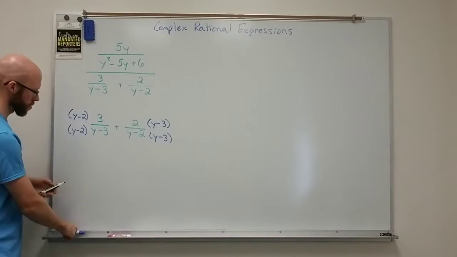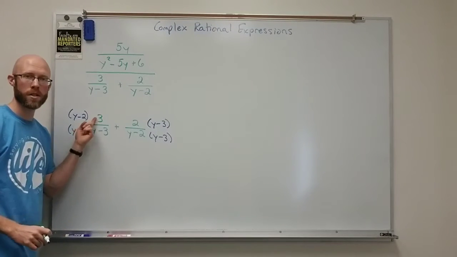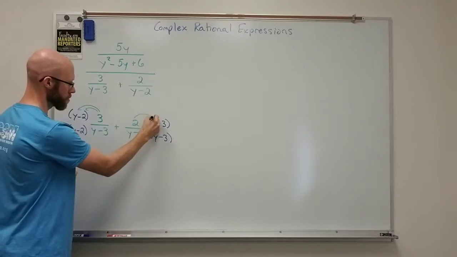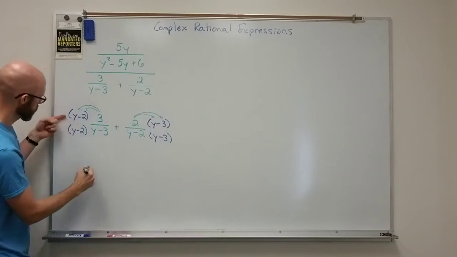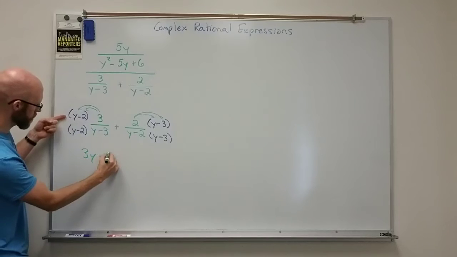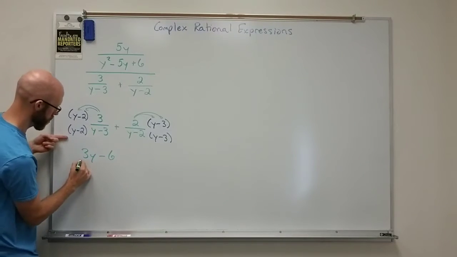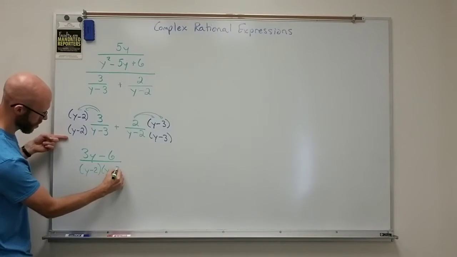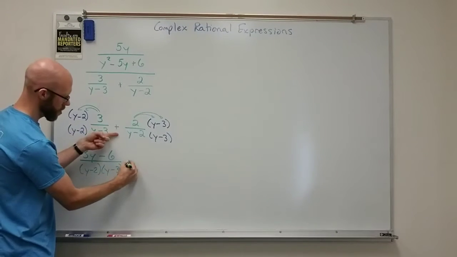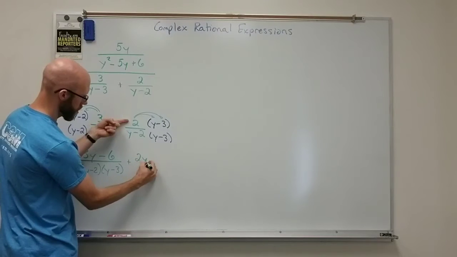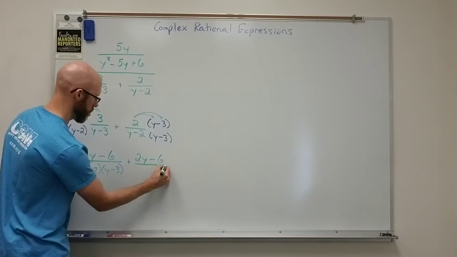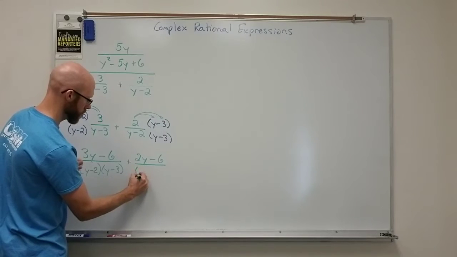Now, of course, in the numerator, I want to distribute. Here I distribute the 3, and here I distribute the 2. So we get 3y minus 6 all over the LCD. And here we get 2y minus 6 all over the LCD.